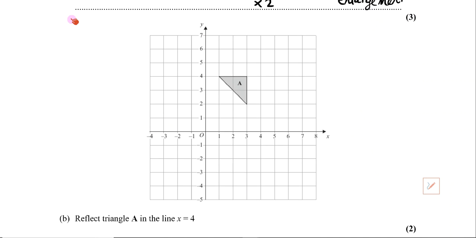Reflect the triangle. Everyone's all right with this, yeah? X equals 4. You should draw your line in. That means you get it right. And then your reflection would be like that. Okay.